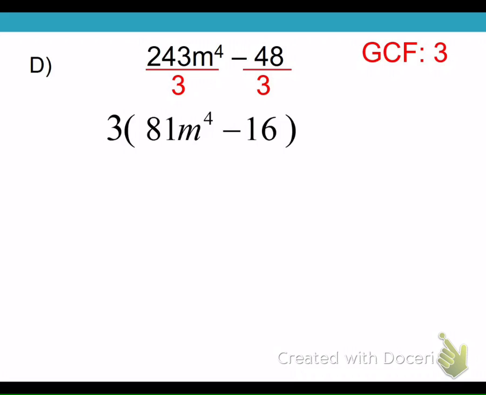All right, now what is the next step? You got to keep going. You gotta do that. Difference of squares, yeah. So 81m to the 4th does what? 9m squared. Oh, that looks promising. What about 16? 4 and 4. You can do difference of squares again.